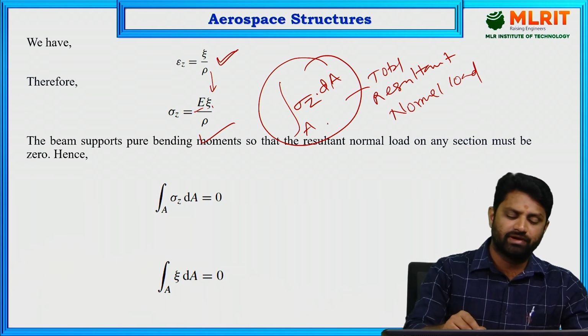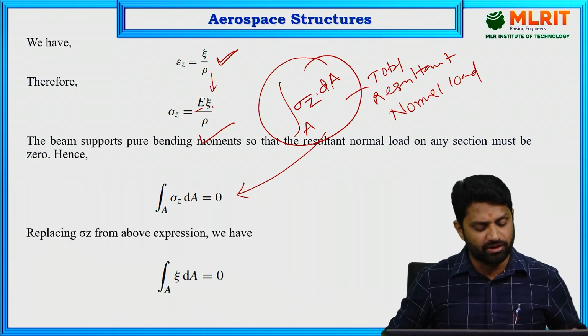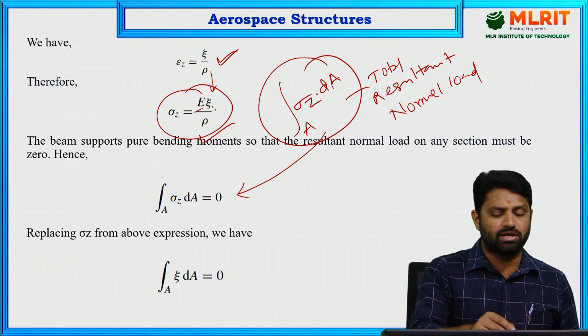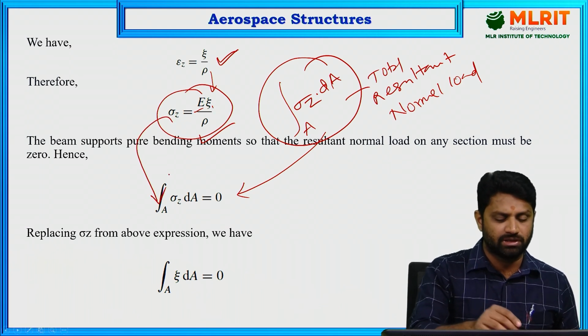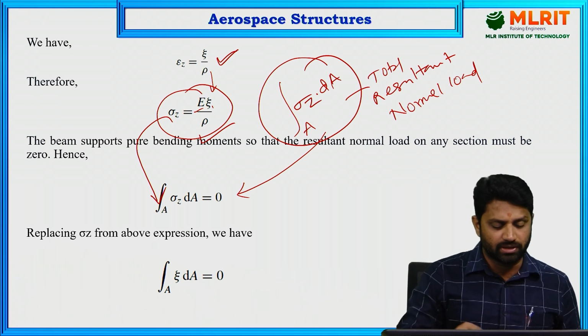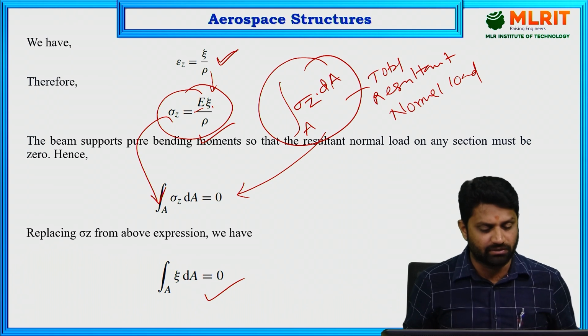So equating that to 0, and substituting sigma z, that is Young's modulus E into zeta by rho, into the above expression, you can rewrite the equation and you will get the expression: integral over A of zeta dA equals 0.